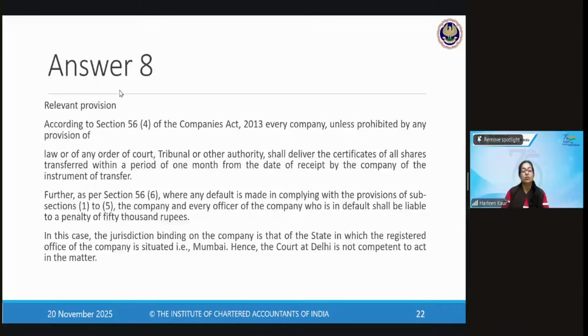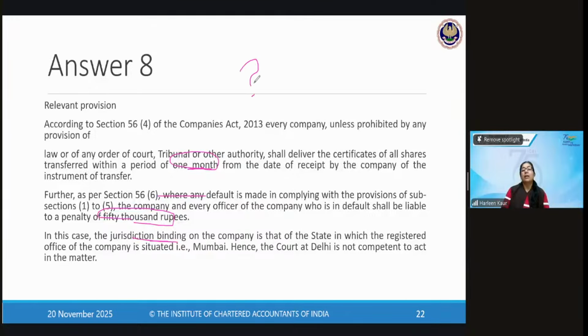So first of all, Section 56, Clause 4 of the Companies Act tells you that every company, unless prohibited under law, tribunal, or other authority, shall deliver the share certificates within a period of 1 month. You remember? Transfer and transfer deeds, once you have received, 1 month ka time period diya jata hai. But if any default is made, then the company and every default will be liable for a fine of 50,000 rupees. The jurisdiction binding on the company is the state in which the registered office is situated, that is Mumbai. Hence, Delhi court is not competent to act in this case.